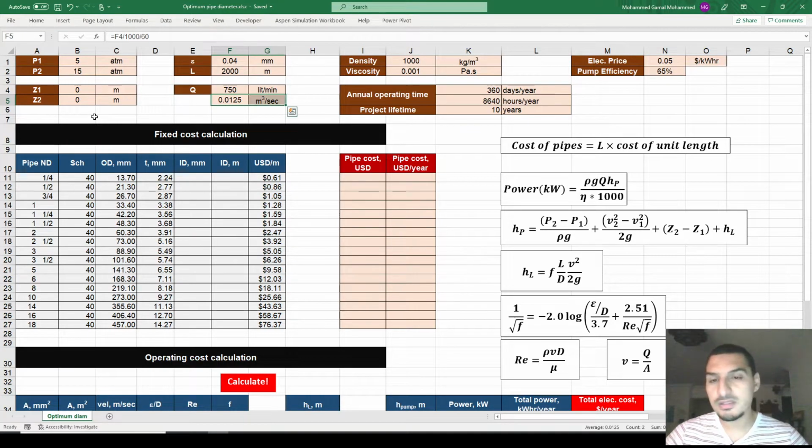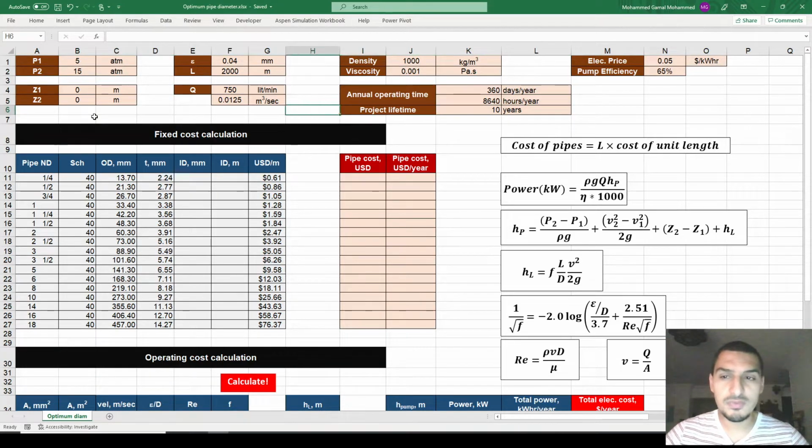The reason I did this is because we're going to use SI units, so I have to make sure that the units are consistent. I'm using water, so the density is 1000 kilogram per meter cube. The viscosity is 10 power minus 3 Pascal second. The price of electricity is $0.05 per kilowatt hour, and the efficiency of the pump I'm assuming to be 65%. The project is going to work 360 days per year, which corresponds to 8640 hours per year, which is 360 multiplied by 24, and the project lifetime is going to be 10 years.